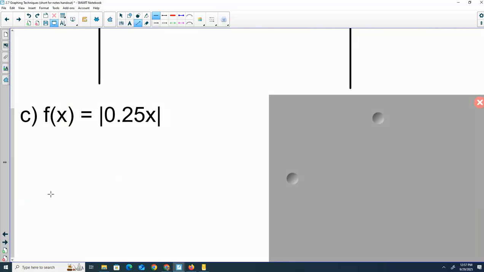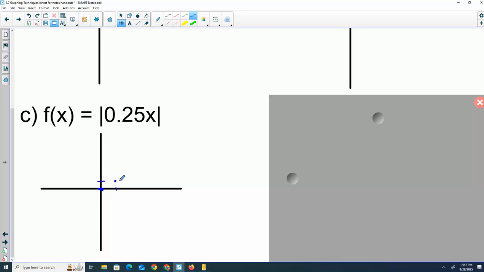Okay, I have not done an absolute value today. We did them last week. Do you remember what it looks like? A V. Absolute value of 0 is 0. Absolute value of 1 is 1. 1, 2, 2. If you put in a negative, you get out a positive. Negative 1, 1. Negative 2, 2. So we just get this V.